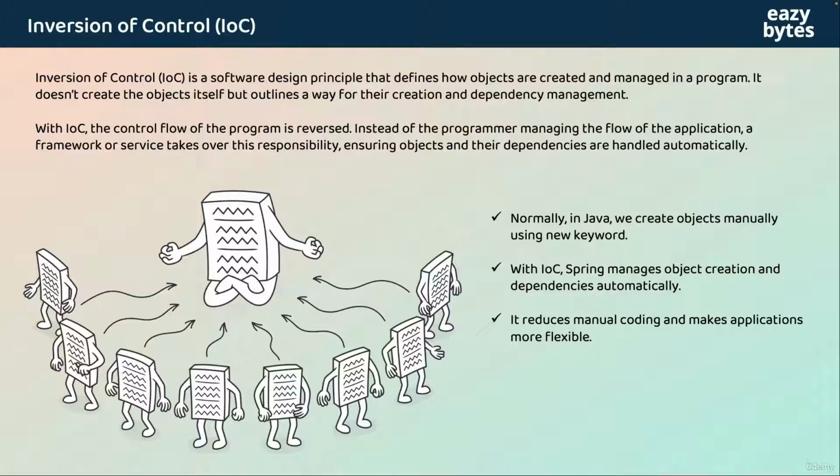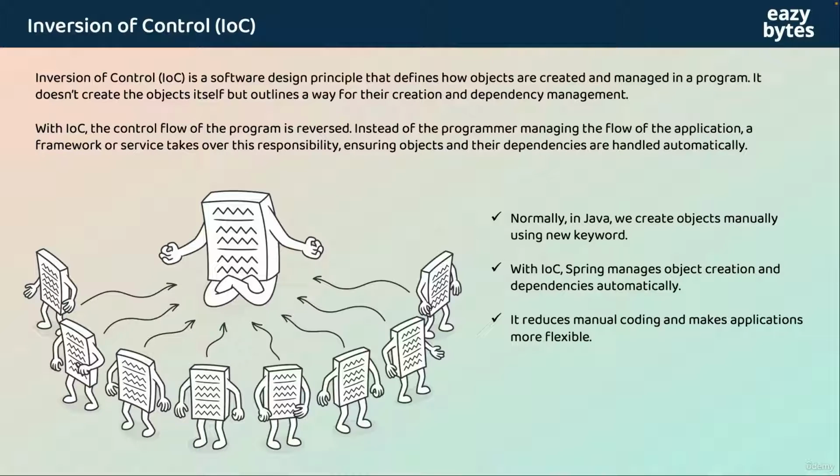IoC is not specific to Spring Framework. IoC is a general design principle that is followed by many frameworks and languages inside the industry. Spring is also built on top of this inversion of control. When we build applications with the help of Spring Framework, Spring is going to manage all the object creation and dependencies automatically. With that, what is the advantage that we're going to get? It is going to reduce the manual coding and make applications more flexible. In the next lecture, I'm going to show you a demo on how this inversion of control is going to make our applications better. For now, I'm assuming you are clear about the definition of inversion of control.